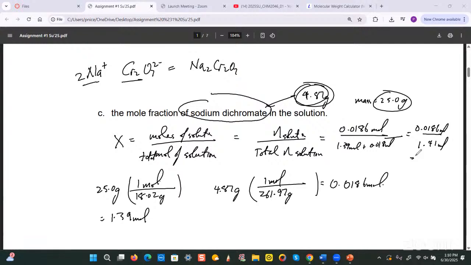All right, so let's see what that gives. 0.0186 divided by 1.41 times 100. So according to my calculation, this works out to be equal to 1.32. The mole units will cancel out, so this would have no units. All right? Any questions about this? Any questions?